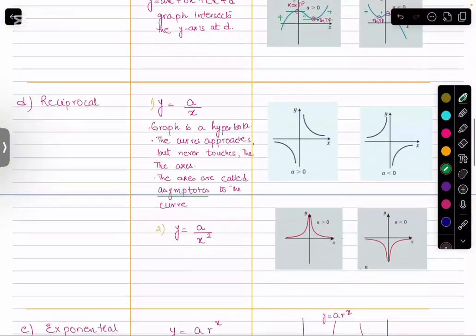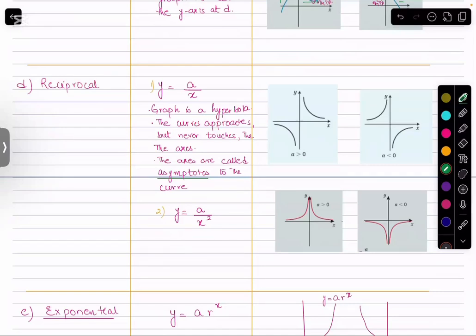Then we have the reciprocal curve. Reciprocal curves are the curves which are represented by y equals a by x. So the graph here is a hyperbola, and the curve approaches but never touches the axes, and the axes are called the asymptotes to the curve.